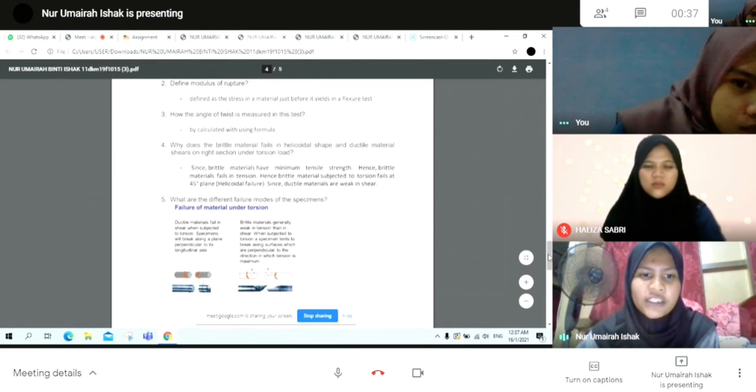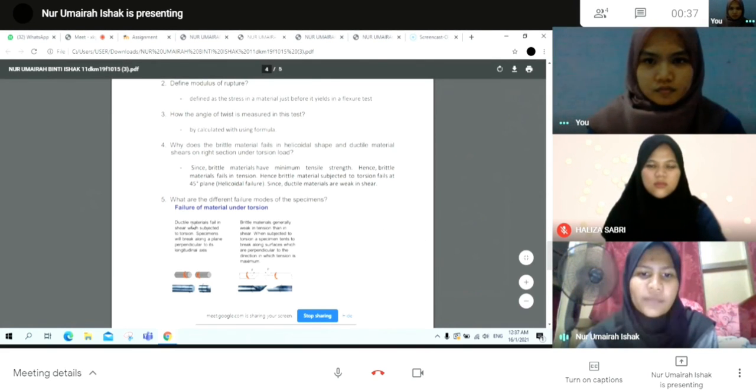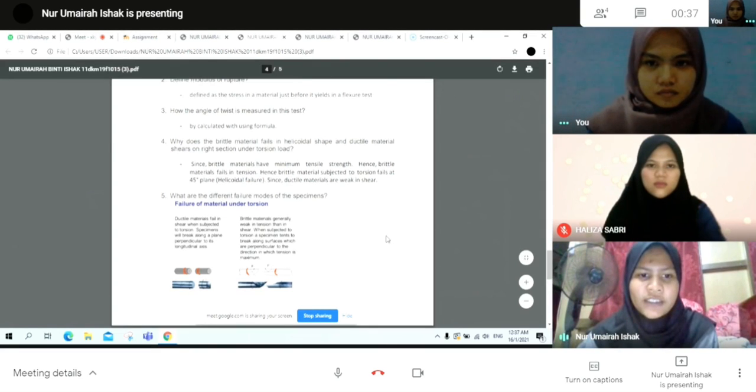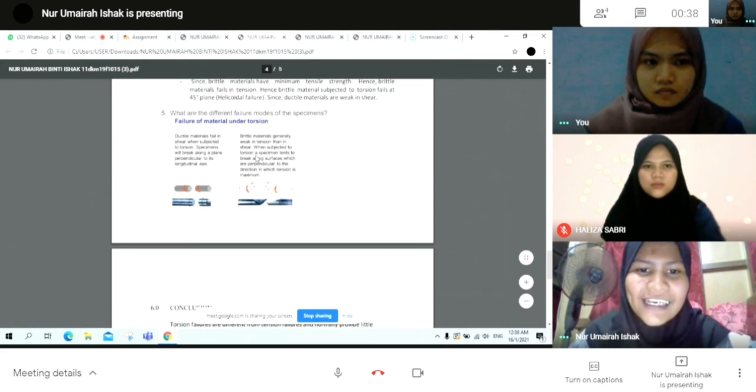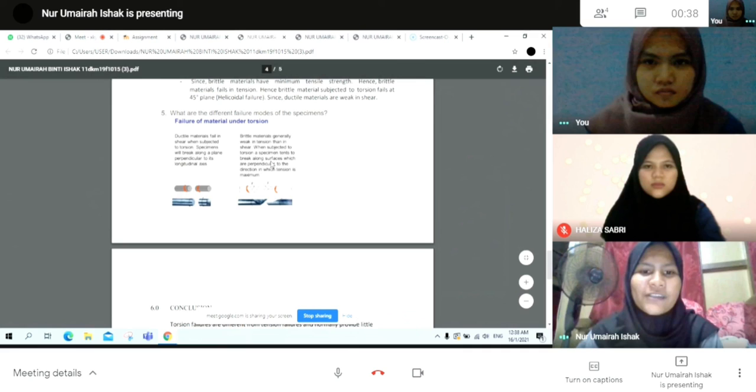The last question is, what are the different failure modes of the specimen? Failure of material under torsion. Ductile material fails in shear when subjected to torsion. Specimens will break along a plane perpendicular to the longitudinal axis, while brittle materials are generally weaker in tension than in shear. When subjected to torsion, a specimen tends to break along surfaces which are perpendicular to the direction in which tension is maximum.